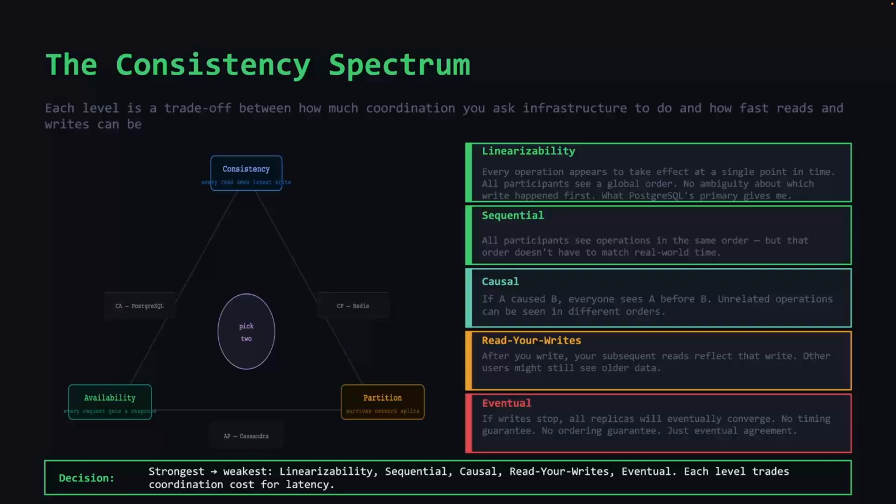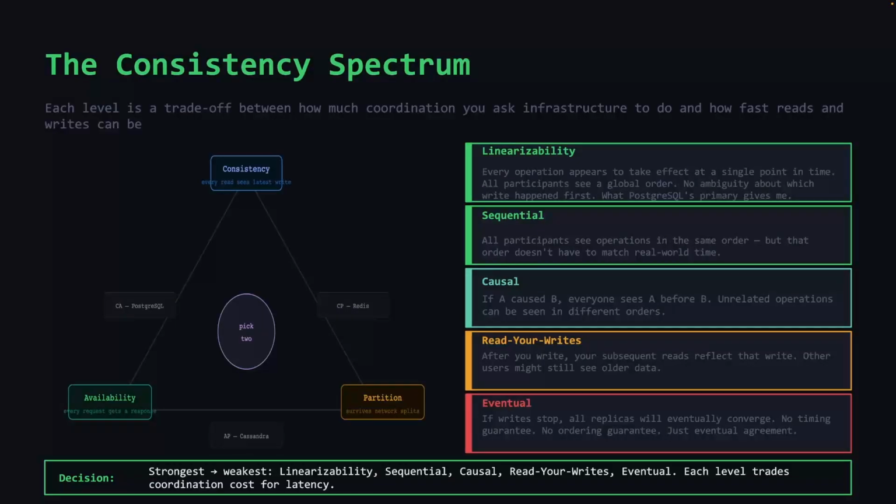Understanding the mechanism behind each level is what makes it a design tool rather than a ranking to memorize. Linearizability, the strongest, means every operation appears to take effect at a single point in time between its invocation and completion, and all participants see operations in the same global order. No ambiguity about which write happened first. That is what Postgres' primary gives me.